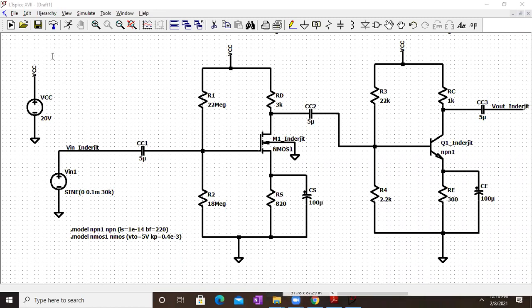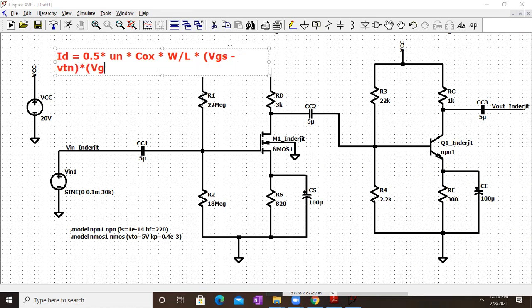Let me write it over here. So the ID formula is given by half, 0.5 into mu n into Cox into W divided by L, into, we have over here two terms more, into VGS minus VTN the whole square. So this is into VGS, I'm writing twice because I don't have the square term over here, into VTN. Fine. So this is the formula.